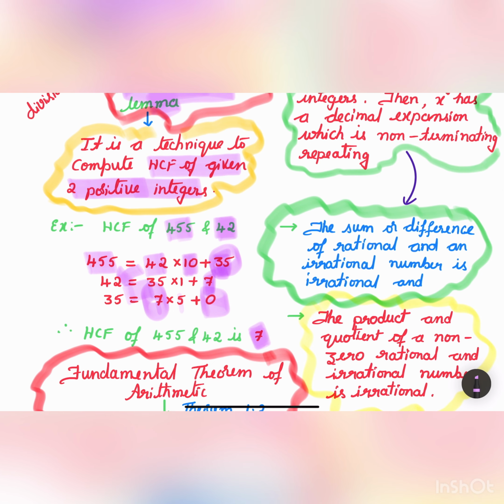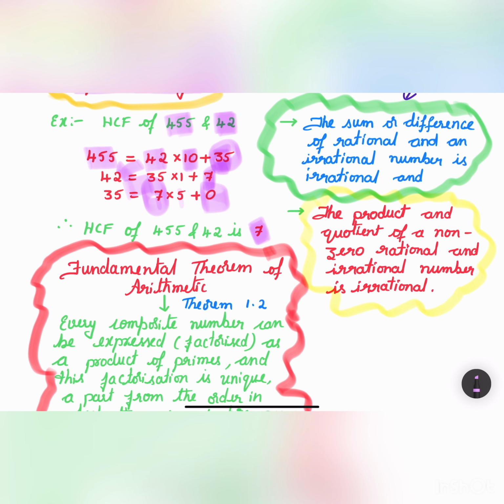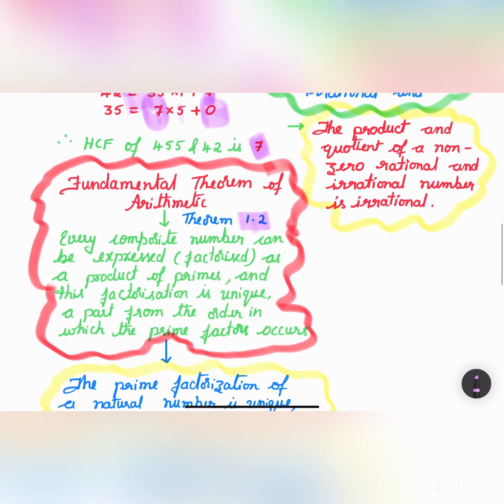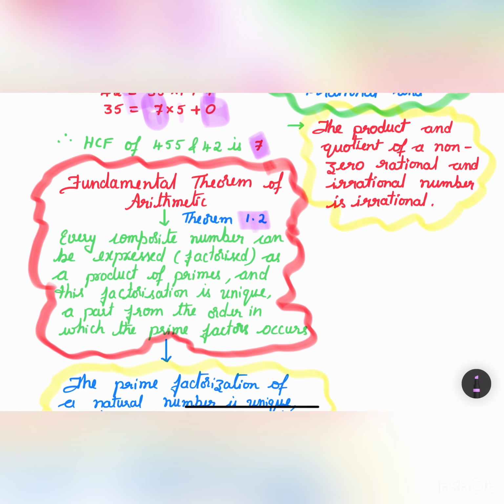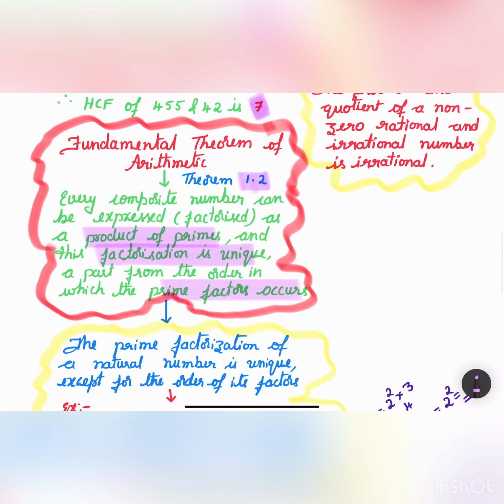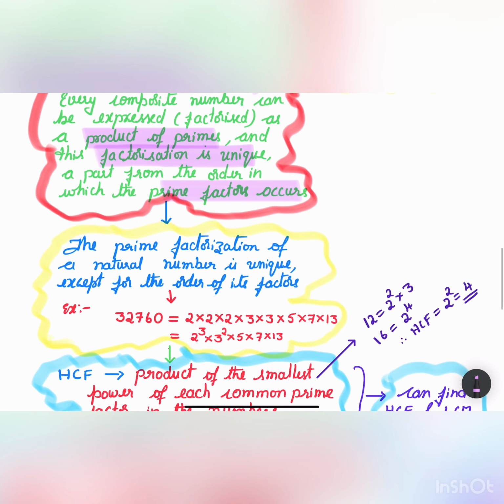Let us go to the fundamental theorem of arithmetic, which is theorem 1.2. Every composite number can be expressed as a product of prime numbers, and this factorization is unique apart from the order in which the prime factors occur. So every composite number can be expressed as a product of primes. Let us take the example of 12 here.